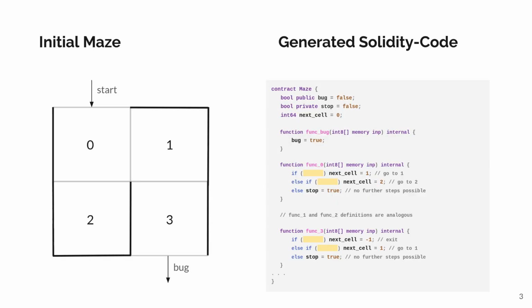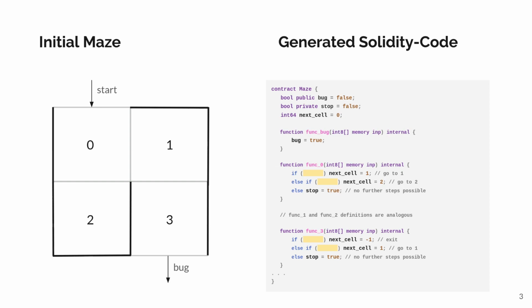On the left, you can see a simple maze with only 4 cells, where the entry point of the maze is cell 0 and the exit of the maze is cell 3. There is a path to the exit simply by traveling through cell 1 on the right. On the right, you can see the corresponding Solidity code.